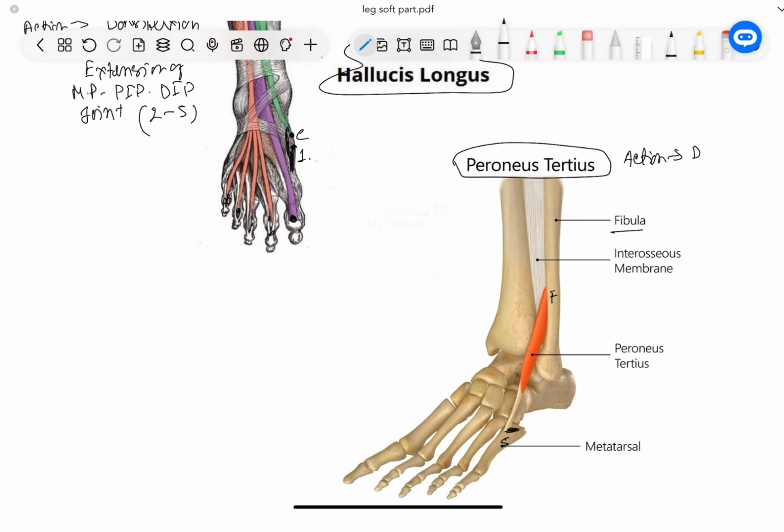The common action of peroneus tertius is the same, dorsiflexion of the foot, and the specific function is that it does eversion of the foot. Common function, dorsiflexion of the foot; specific function, eversion of the foot. So, from here we got two muscles, one does inversion, another does eversion. This is important for us, we have to remember.